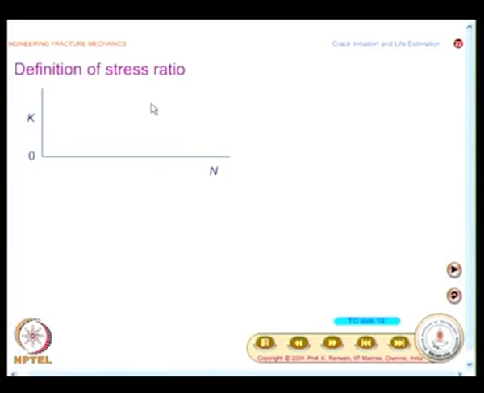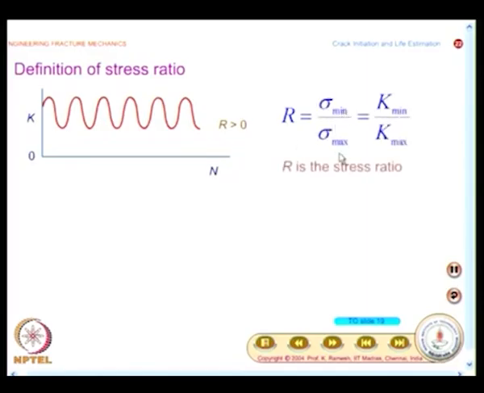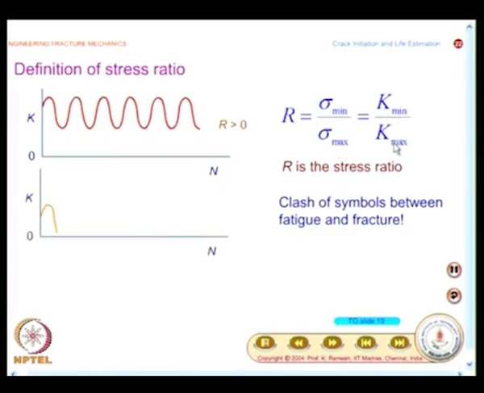So, we will see what is R. This comes from the fatigue literature. R is nothing but stress ratio. So, I have a graph between sigma and time, and you have cyclically varying load. So, in this case R is greater than 0 and R is defined as sigma minimum divided by sigma max, which is equal to K minimum divided by K max, where R is the stress ratio. This is not your R curve.